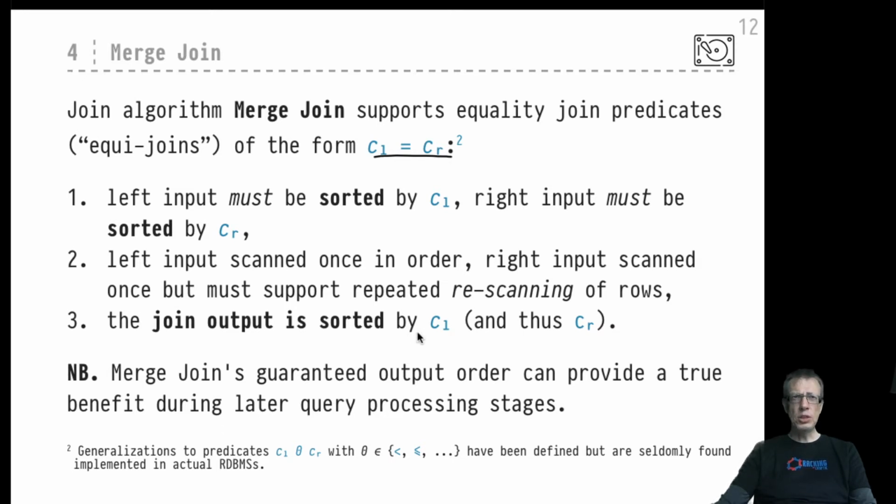Actually, this is such an important concept, the construction of row order as a byproduct of the evaluation of other query operators, join for example, that it has become its own name in query processing. It's called interesting orders, and they will pop up later in this particular chapter, and they will also pop up when it comes to query optimization later on.